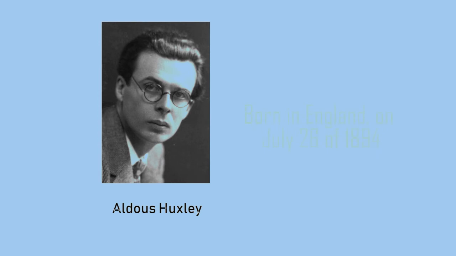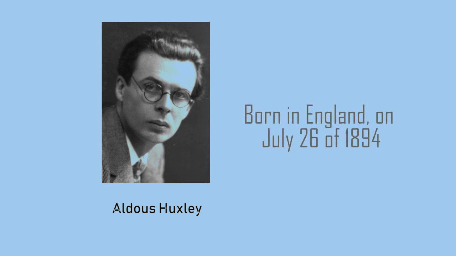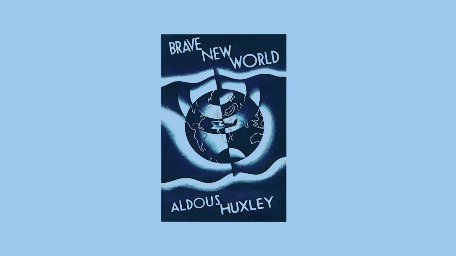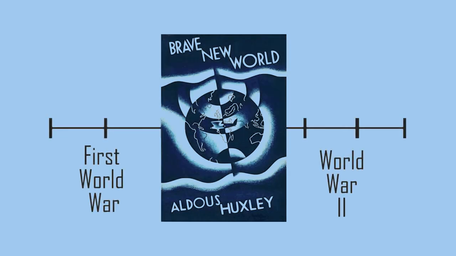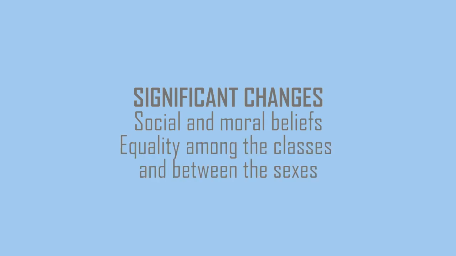Aldous Huxley was born in England on July 26 of 1894. He wrote Brave New World between the wars, after the First World War and before World War II. British society was officially at peace, but the social effects of the First World War were becoming apparent. Huxley noted the significant changes, doubts in social and moral beliefs, and equality among the classes and between the sexes.